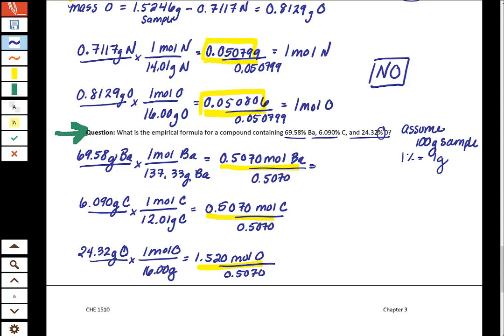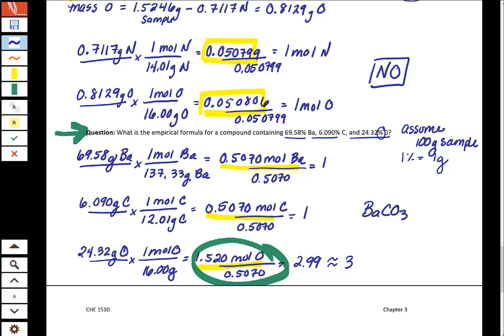Now, the reason that we're dividing by the smallest number is because then we are for sure getting at least 1 whole number. And in this case, we're getting 2 whole numbers. Now, if you put the 2.520 moles divided by the 0.5070 moles in your calculator, right? If you'd put that in your calculator, what you end up with is 2.99. And we need whole numbers. But thankfully, 2.99 is super close to 3. So we are very happy to call this barium carbonate.